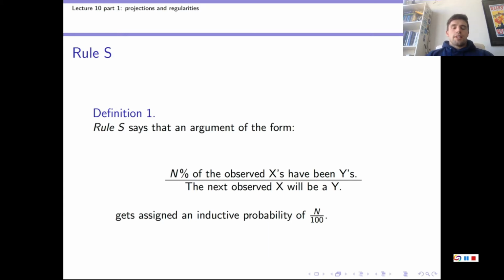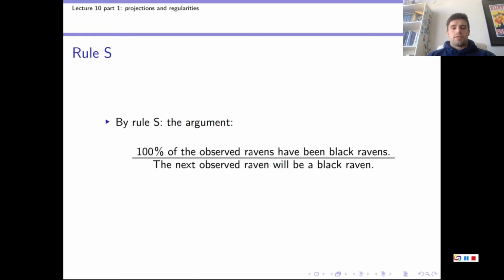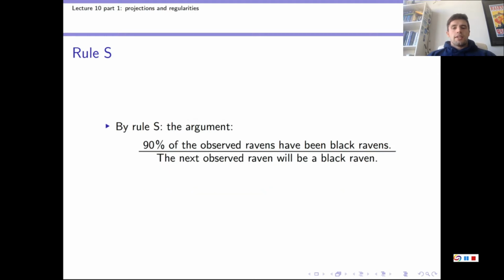Then, if we have an argument like the one before, which said all ravens observed in the past have been black, therefore the next observed raven will be black, or if we phrase it to fit Rule S properly, 100% of the observed ravens have been black ravens, therefore the next observed raven will be a black raven. Rule S assigns this argument a probability of 100 over 100, which is 1, which is what we expected. Similarly, an argument that said 90% of the observed ravens have been black ravens, therefore the next observed raven will be a black raven, gets assigned an inductive probability of 90 over 100, or 0.9.